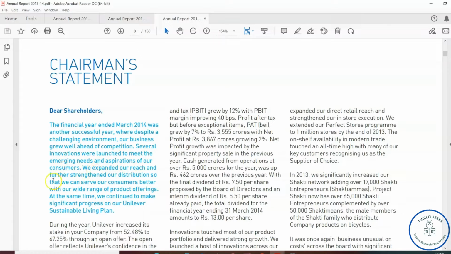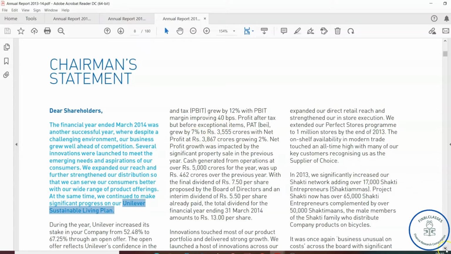We expanded our reach and further strengthened our distribution so that we can serve our consumers better with our wide range of product offerings. At the same time, we continue to make significant progress on our Unilever Sustainable Living Plan. So you should know what is this Unilever Sustainable Living Plan. What does it mean? In a single look at the annual report, we can't interpret what is happening over here.